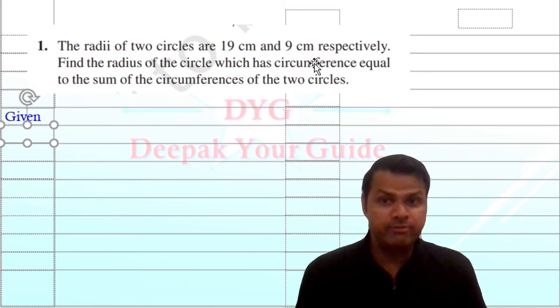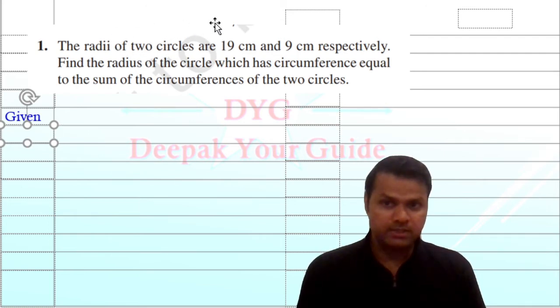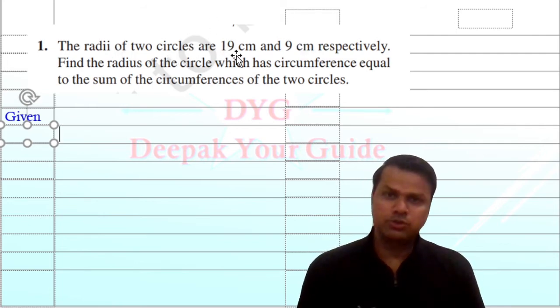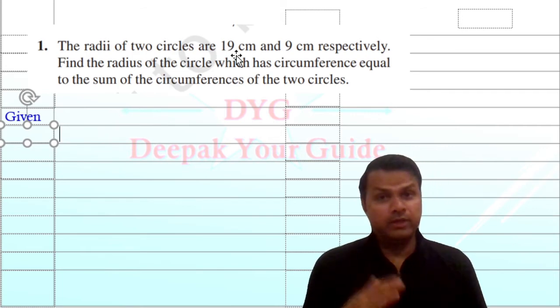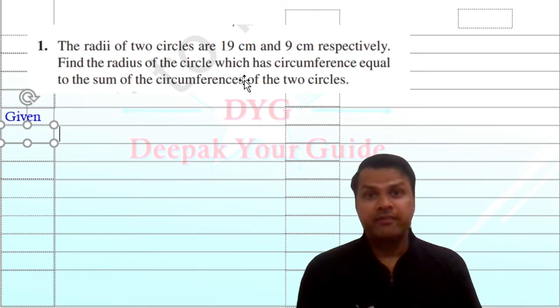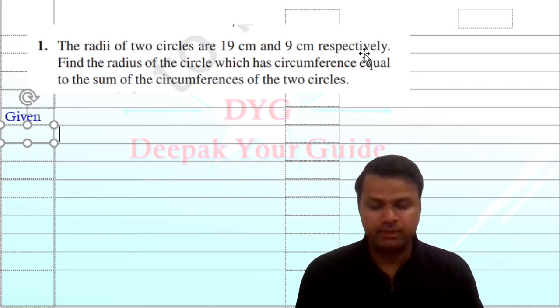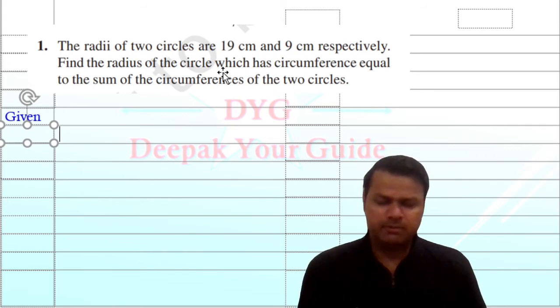This word is very important in mathematics. Whenever you see respectively, it tells us whatever value is coming first, that number is for the first value, and whatever is coming on the second number belongs to that. Here we only have these circles, no problem. But then when you see the different chapters like similar triangles, then it becomes important that you understand the meaning of the word respectively. But here it's not that important because they have just given the radius of the circle.